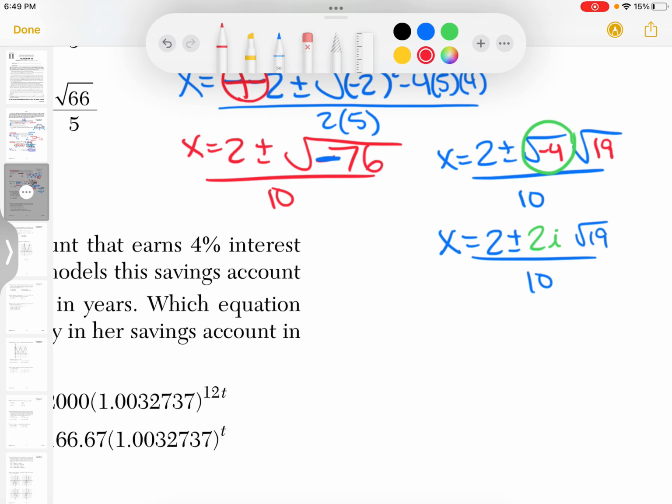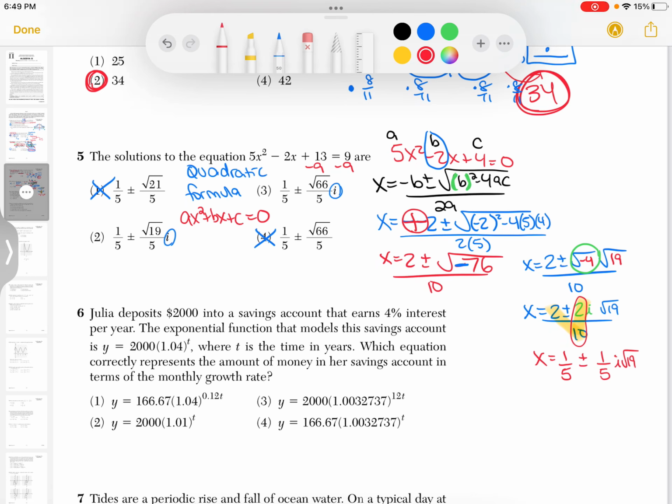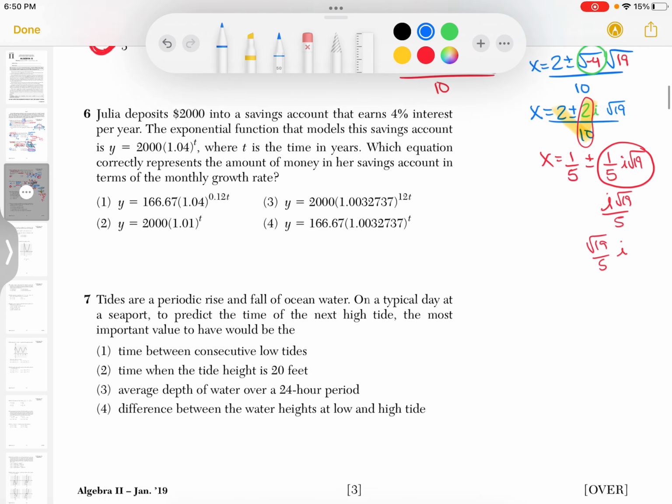Now, neither of those answers are over there. I'm seeing a bunch of 5s, which means I just need to simplify. So I need to simplify this and simplify this. So I get x equals 2 over 10 simplifies to 1 over 5. My plus or minus comes down. Here's another 2 over 10 that simplifies to 1 over 5 as well, with the i and the radical 19. So I wrote it a little bit differently, but you can see that if you multiply these together, it would be i with a radical 19 on top and then the 5 on the bottom, or you can write it as radical 19 over 5 with the i next to it, which is how they wrote it. But either way, the 19's under the radical. It is not a 66, so you get your final answer that way.